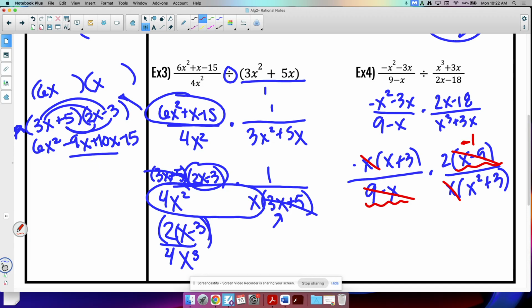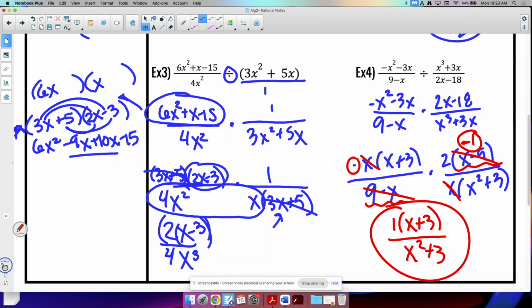Can we cancel our x plus 3? Nope, because the other one's an x squared. So up top, we have negative 1. What do two negatives make? Positive 1, and then x plus 3. On the bottom, we just have x squared plus 3. Do you guys have questions on this? Do you see how it's all the same thing?